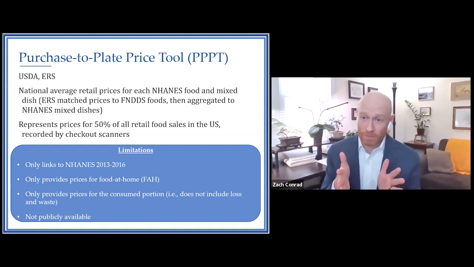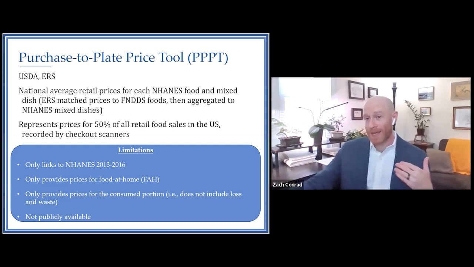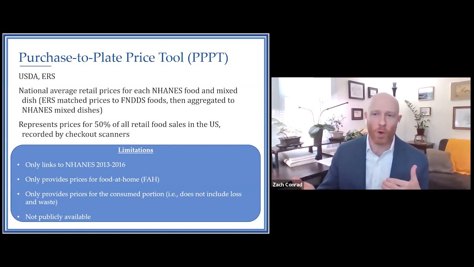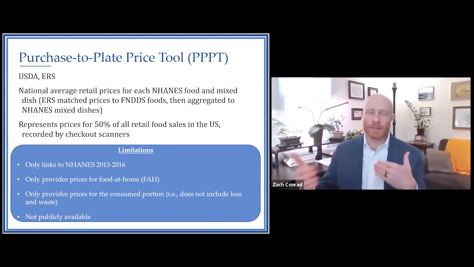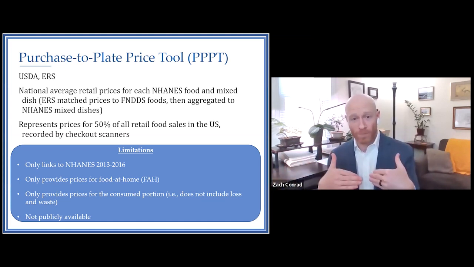A real, continuing limitation is that it only provides prices for foods at home. So even though NHANES participants would have indicated that they purchase foods away from home, it's still going to apply a food-at-home price. And that doesn't always work, because most foods that we purchase away from home are more expensive than if we were to prepare them at home.